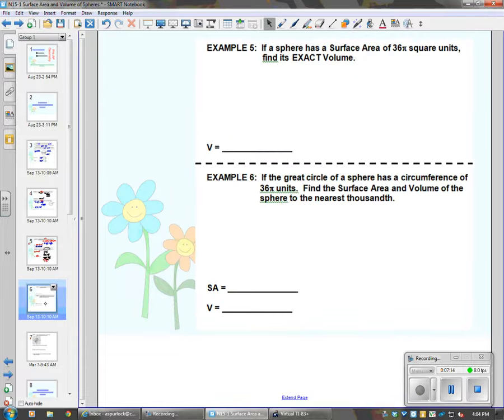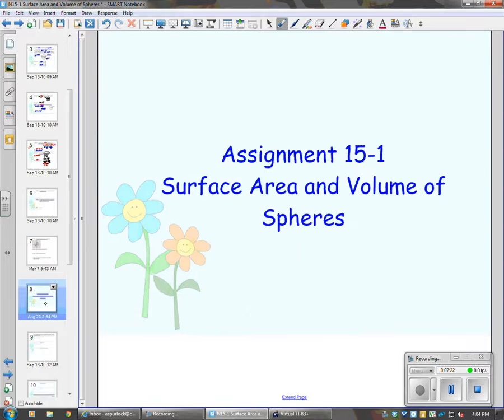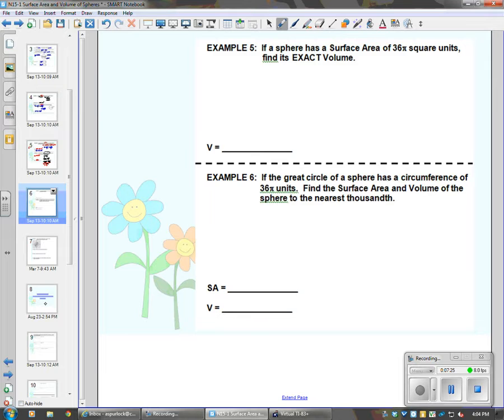All right, example 5. It says if a sphere has a surface area of 36 pi square units, we're asked to find the exact volume. Looking at this, I'm told the surface area, so I'm going to start by writing out the surface area formula. Surface area is 4 pi r squared. We know the surface area, so I'm going to put that in place here.